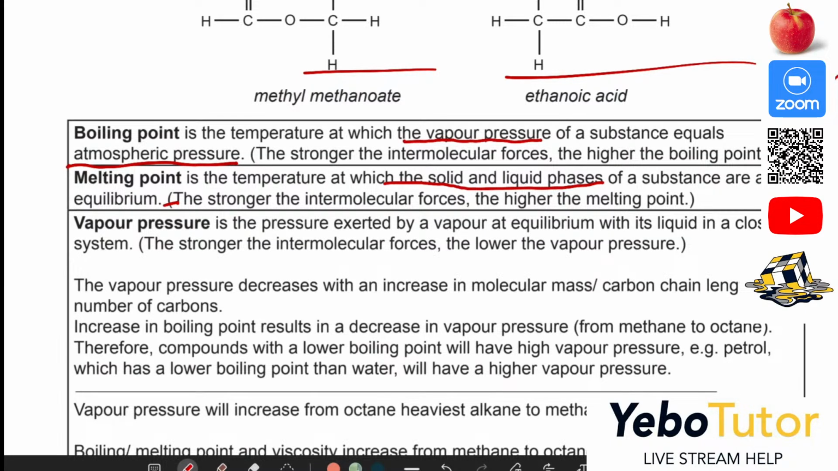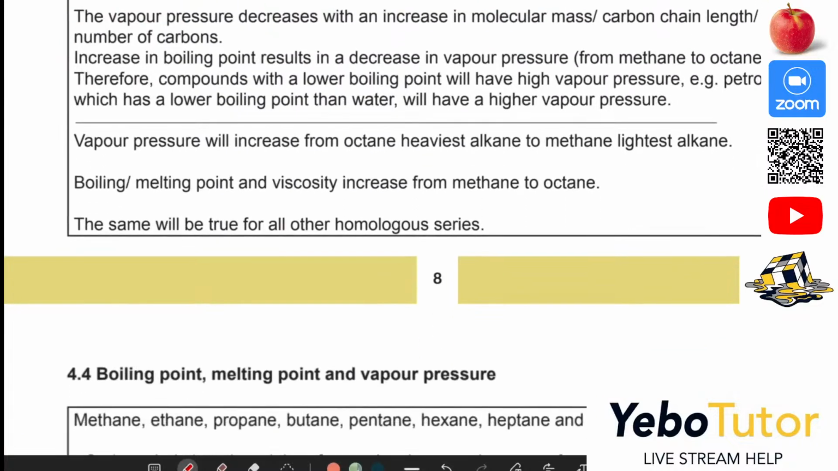Define vapor pressure. It is the pressure exerted by a vapor at equilibrium with its liquid in a closed system. The way you define your definitions gives you those 2 marks because they're looking at specific keywords. So please, when I give you this document in our group, go over it so that you can understand these definitions, which are very crucial and play a key role.